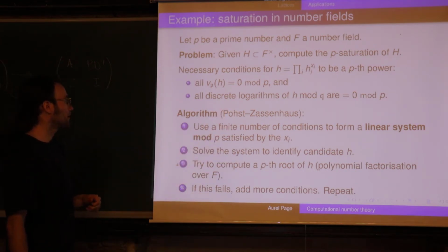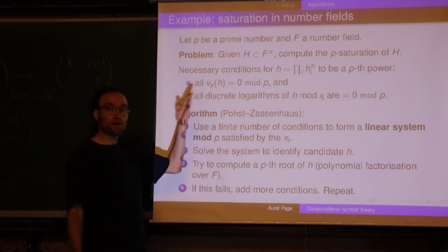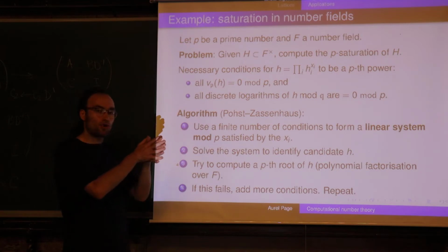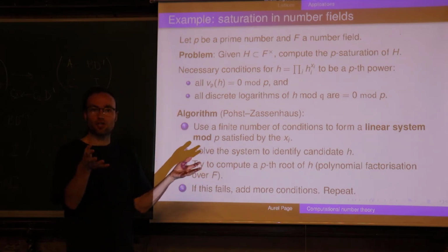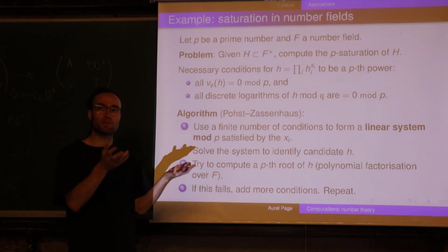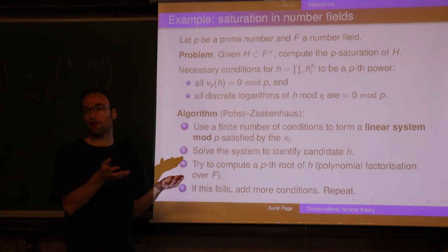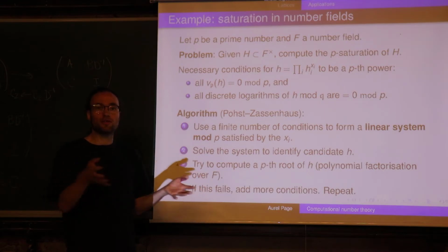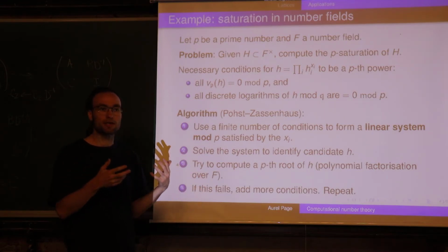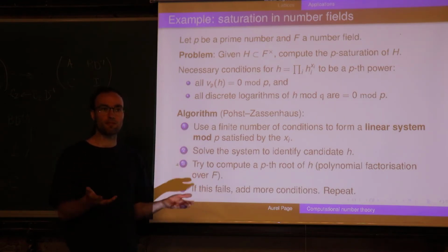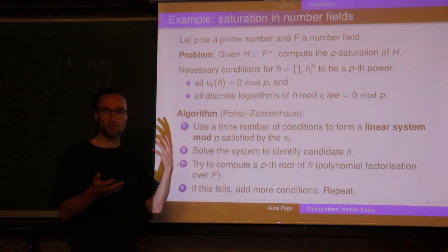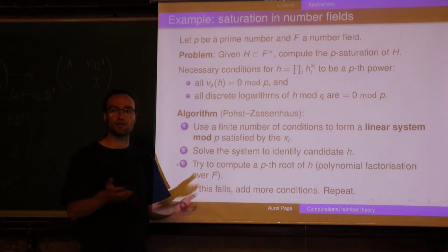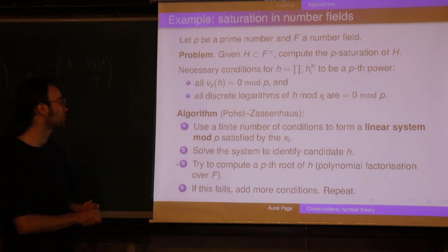So we had a naive algorithm to compute p-saturation, which was to look at all the possible combinations of the generators with exponents between 0 and p minus 1 and try to see if they are p-th powers. This is very slow because you're trying lots of different possibilities. So what we want is a way of detecting p-th powers, to actually find them without trying many possibilities. And we will do that using logarithms and linear algebra.